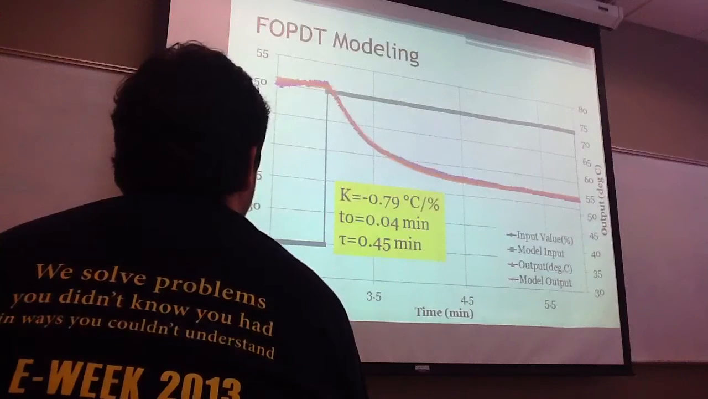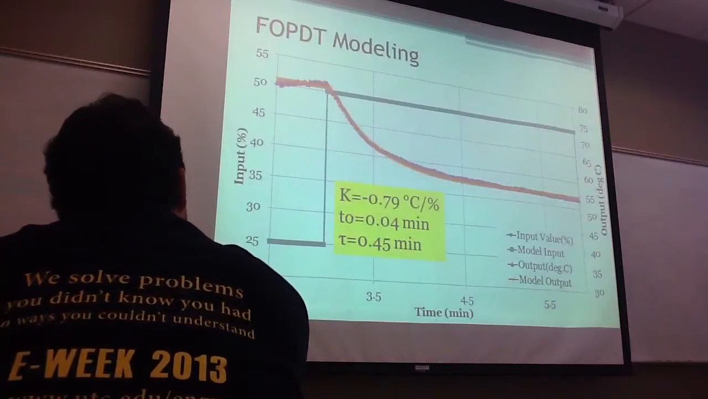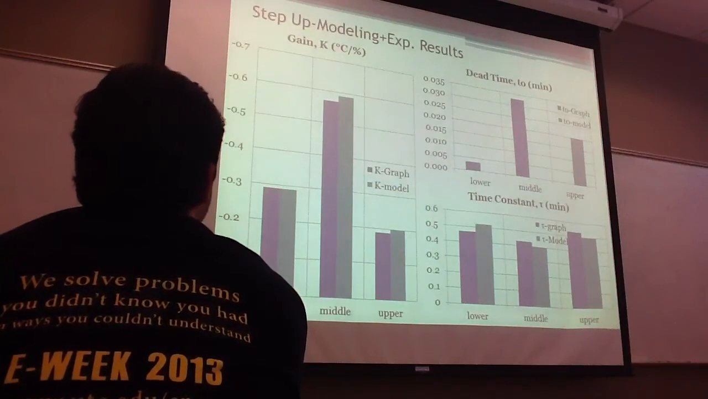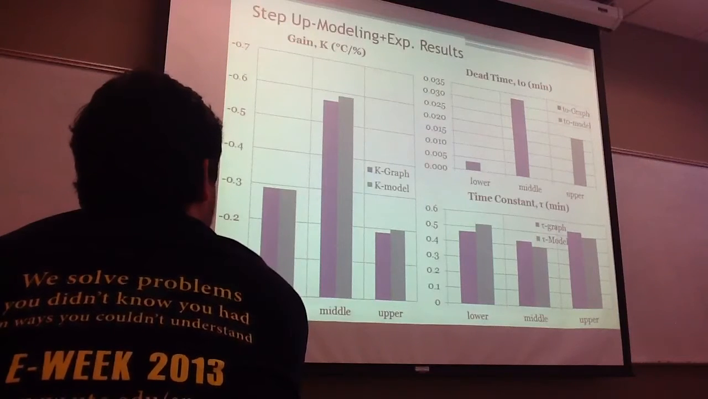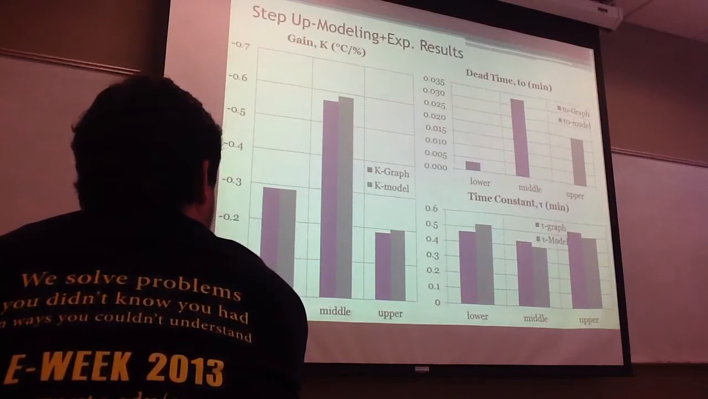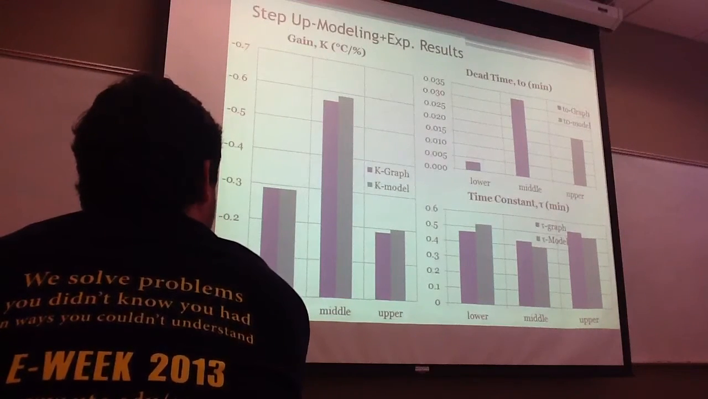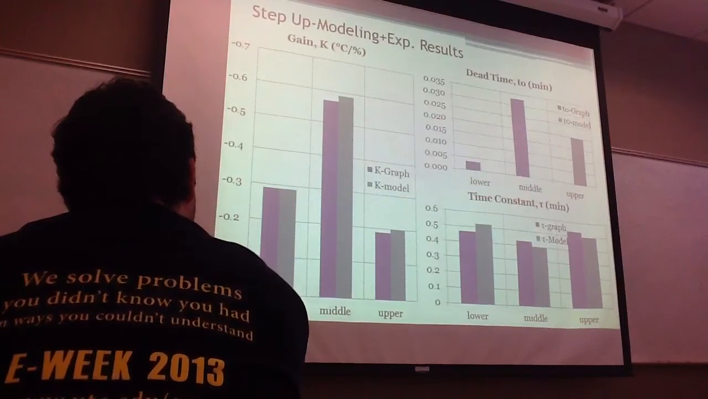This is an example of the first order plus dead time model that we did for our system. In this one in particular, we find the values of gain, the time constant, and the dead time. We did 3 step-up experiments and 3 step-down. These are the step-up experiments, along with the modeling comparison. For the dead time, it's a little hard to see on the graphs because it seems almost 0. But the time constant was pretty close together, between 0.4 and 0.5 minutes.